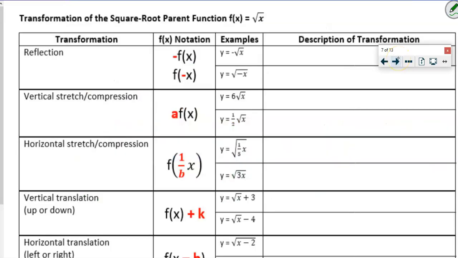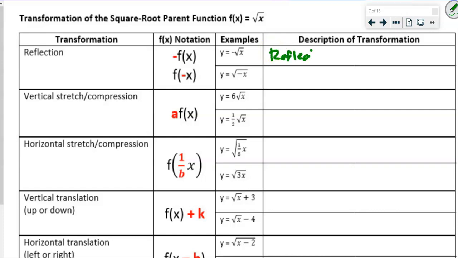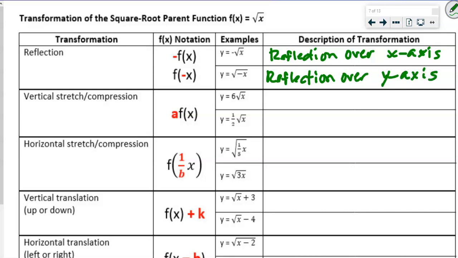All right, so now we're going to do some examples just to check it out. So here's a couple examples of reflections. The first one is if there's a negative in front of the radical, then this is going to be a reflection over the x-axis, right? The next one is if there is a negative underneath attached to the x, y'all, then it's going to be a reflection over the y-axis.